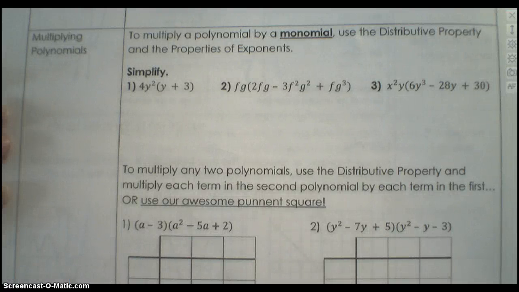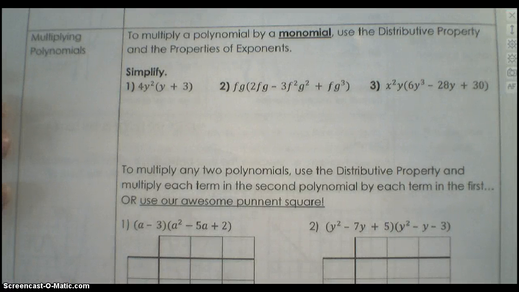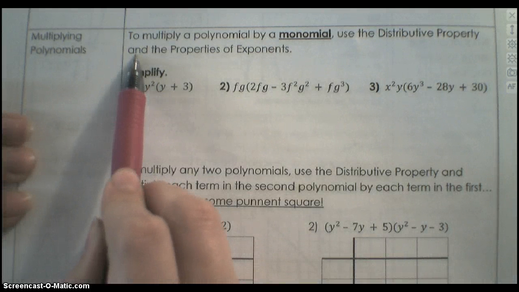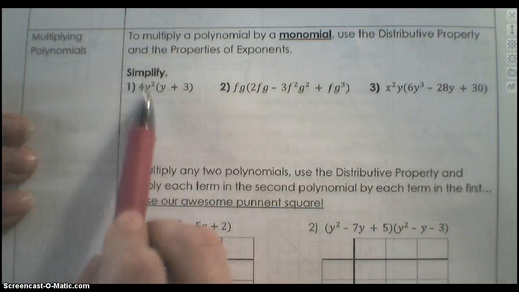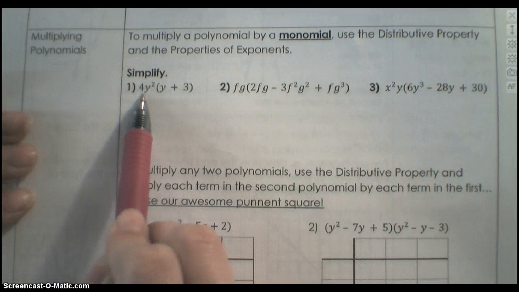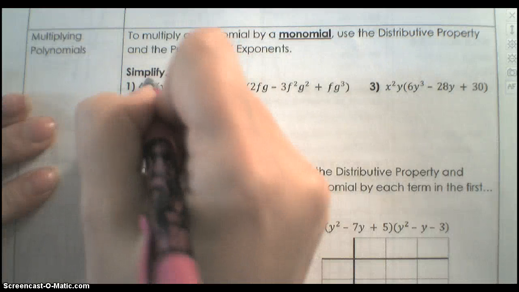All right, and we're going to switch to a different slate here because that Smart Slate wasn't writing very well. So we're going to multiply next. So multiplying a polynomial by a monomial using the distributive property and the properties of exponents. So we're going to go ahead and distribute here.